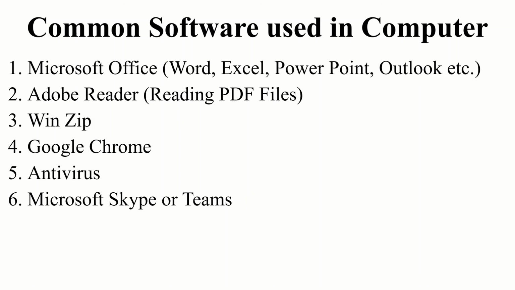Google Chrome is commonly used, but if you use Microsoft Windows 10, Edge is already available, and Internet Explorer is also available. But most people use Google Chrome, so we can download and install Google Chrome. The most important common software is antivirus, to protect our system from hackers or viruses, so we can use the best antivirus available in the market. You can choose your antivirus as per your choice or requirement.